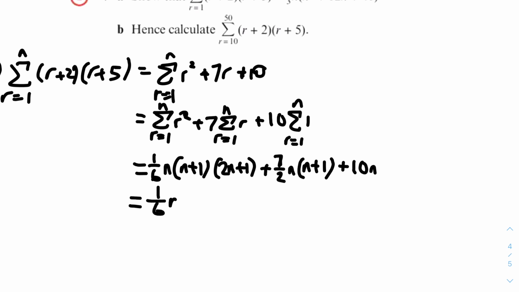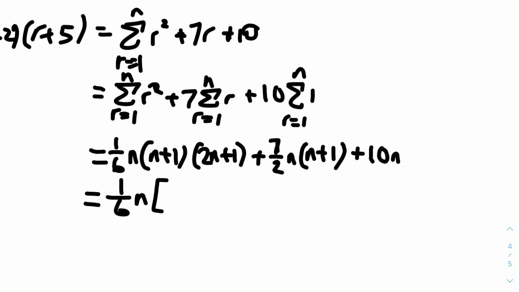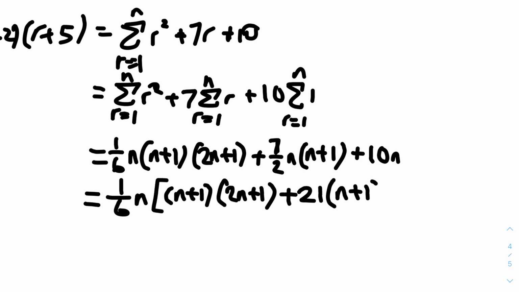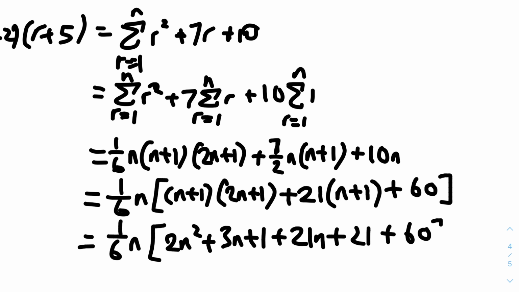1 over 6n, bracket, it will be n plus 1 and 2n minus 1. And for the second expression, it will be 7 over 2 divided by 1 over 6, which is equal to 21 times n plus 1. And the last one will just be 60, like so. And therefore, we can just simplify the whole thing: 1 over 6n times 2n squared plus 3n plus 1, plus 21n plus 21, plus 60, close bracket.